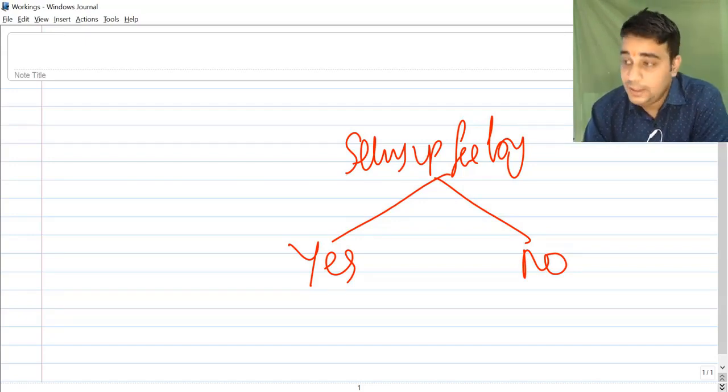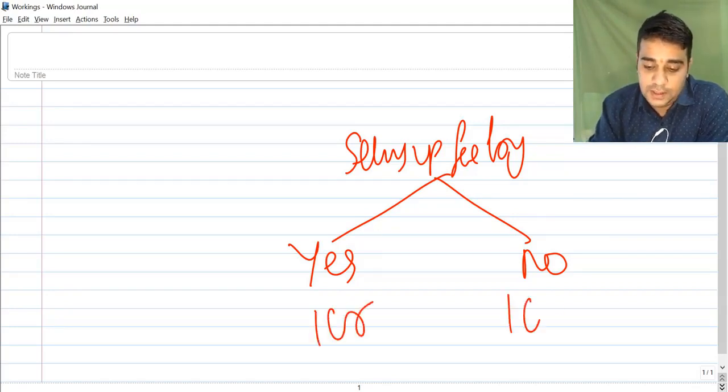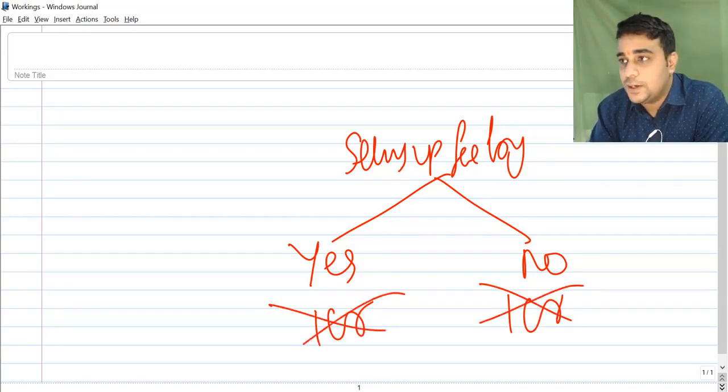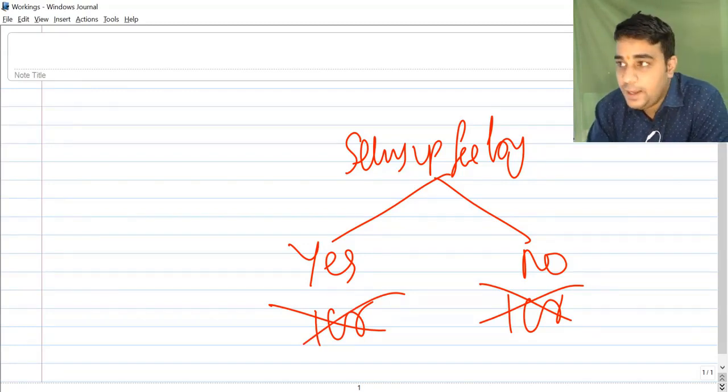Keep this in mind. If you set up the factory, do you need to pay 1 crore to that person who did the market survey? Yes. If you don't set up the factory, do you need to pay 1 crore to that person? You will have to pay 1 crore on both sides. If it's 1 crore on both sides, it is an irrelevant cost, because you have to pay 1 crore on both the sides.